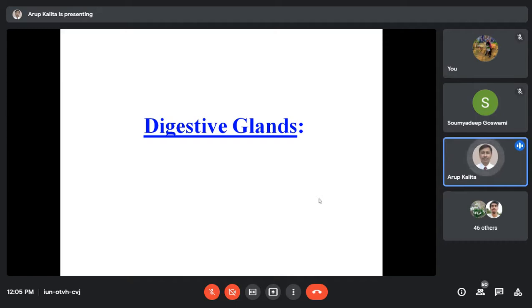The salivary glands, I think it has already been covered by PC sir, is it not? Major salivary gland, minor salivary gland, because it is related to the head and neck. Those salivary glands secrete saliva and pour it into the mouth cavity. I am not going to discuss the salivary glands. Now our main focus is on the liver.